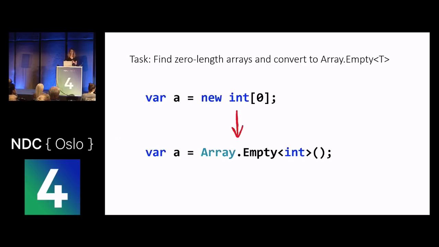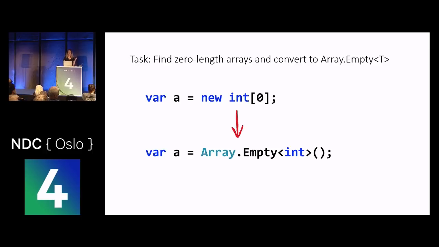Cool. All right. So what are we going to build today? We're going to build an analyzer that finds every spot where you've newed up a zero-length array, and we're going to suggest that you use Array.Empty instead. So it's just like reduce the number of allocations that you make. That's all we're going to do. So we're going to be looking for any place that you new up an empty or zero-length array, and then suggest that you do this instead.